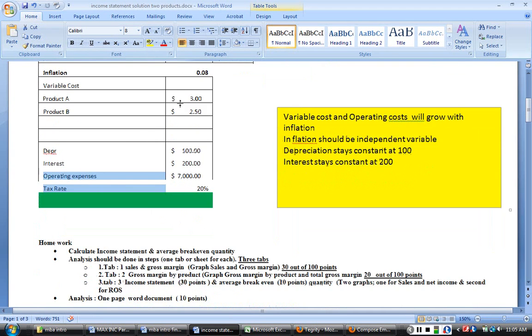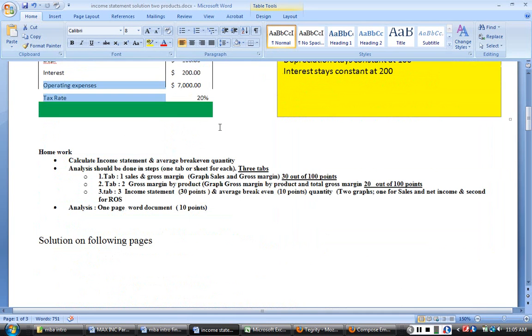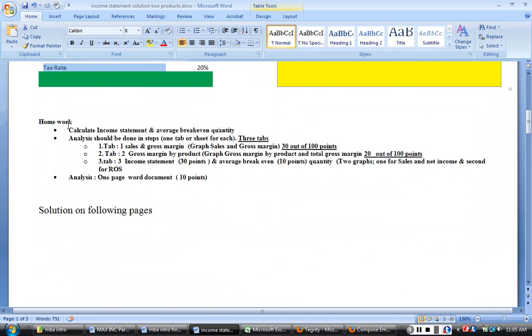Based on this information, the assignment I'd given you was to go in and calculate an income statement and also look at the average break-even quantity.